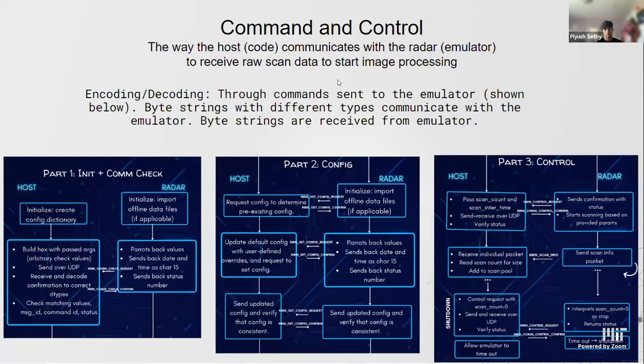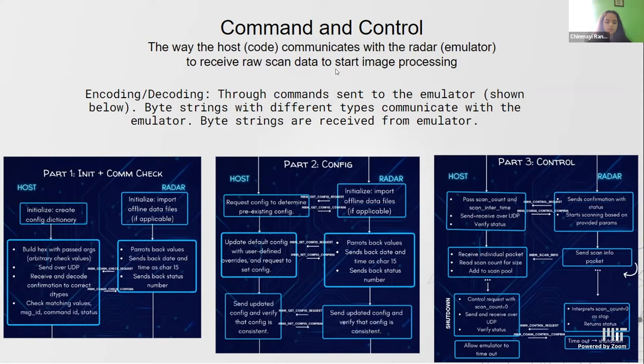So the first step in the SAR process is command and control, which is essential to establish a connection with the emulator, which is the radar, and the host, which is the code, so the image processing can begin. In this process, the two most important things are encoding and decoding, in which byte strings with different types are used to communicate with the emulator. This is done through the implementation of several commands, which are shown below in our sequence diagram, that are sent to the radar. Byte strings are then received from the emulator, which is essentially the raw scan data that will enable the main image processing to happen, which is done through the implementations of various algorithms and back projection, which will be talked about later.